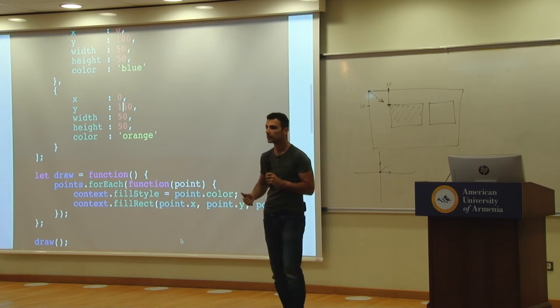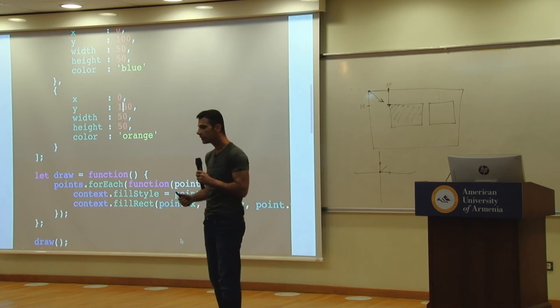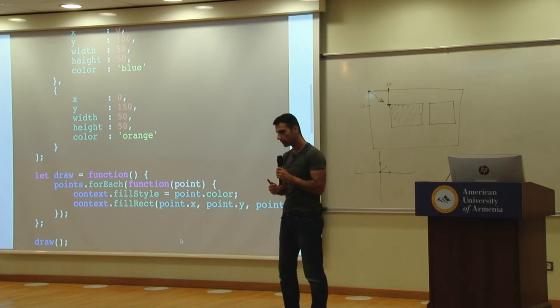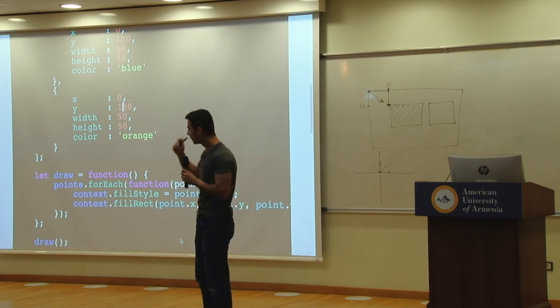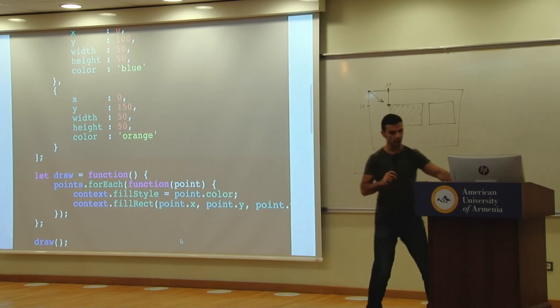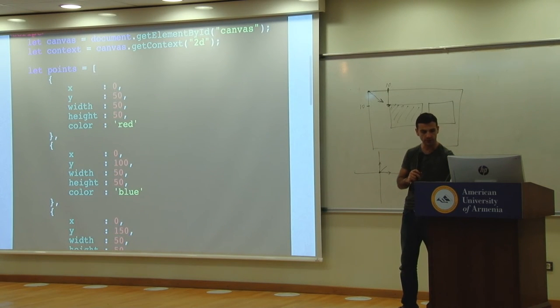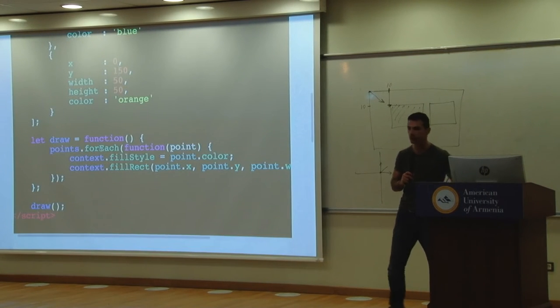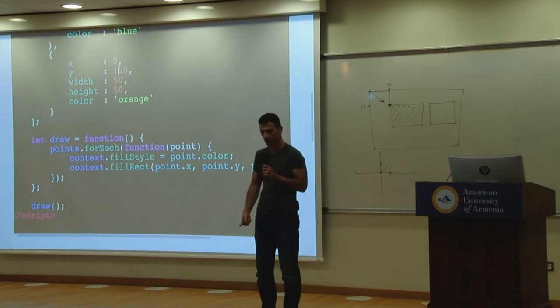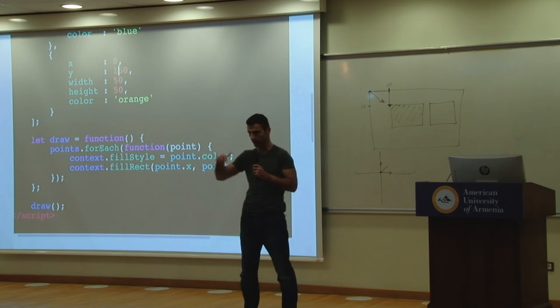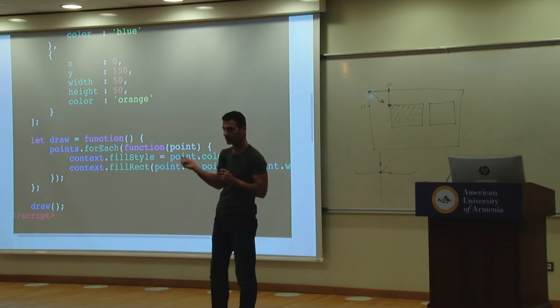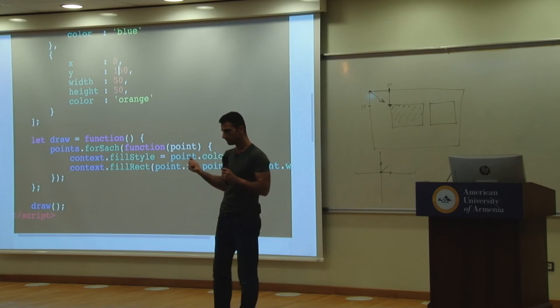Yes. Sorry? Points, yes, it's an array. Okay, so it's an array of objects. This array has 3 objects in it, right? Each object contains an x, y, width, height, and a color. Yes? Okay, so what we do is we iterate over every object, and each object we say, what is your X? What is your Y? What is your color? And we draw it. Good? Questions? Other questions? Clear? Let's keep going.